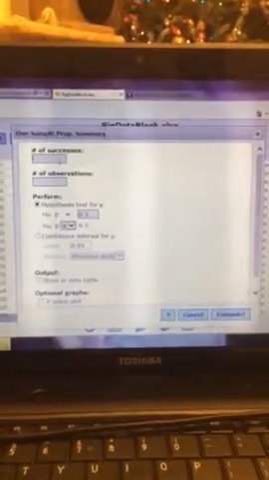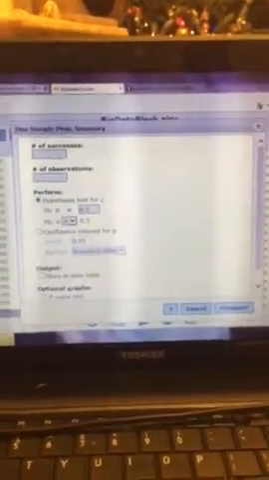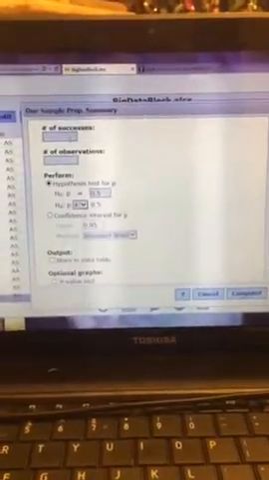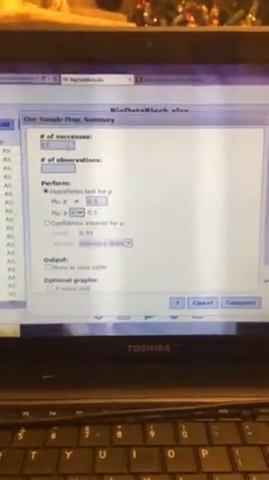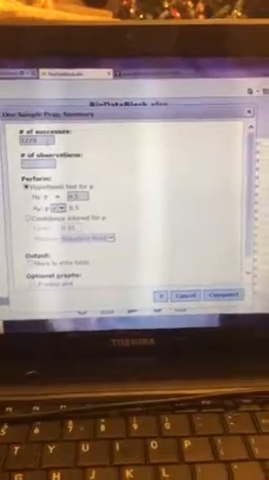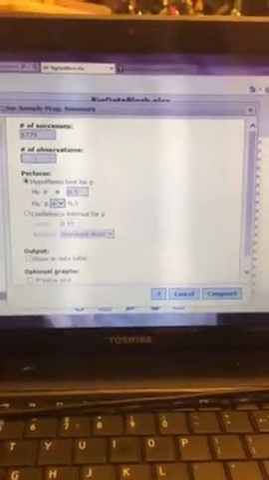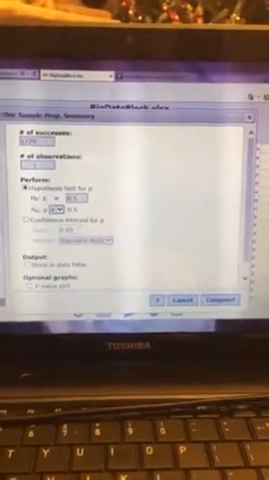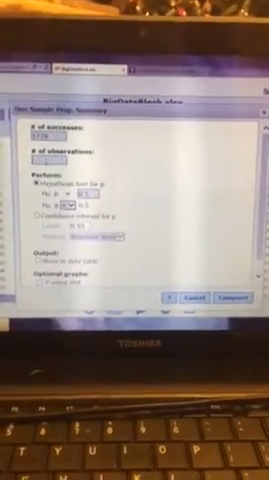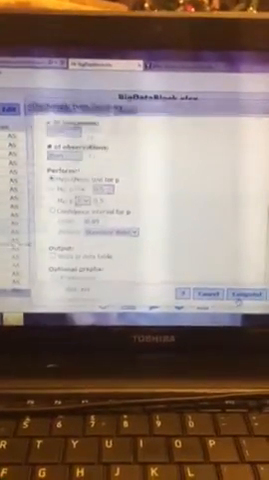So in our number of successes, we're going to put the number of students that attended Housatonic Community College that were from Bridgeport, and that number is 1,779. The number of observations is going to be the number of students that were in the college, and that is 3,595. And we're going to select compute.